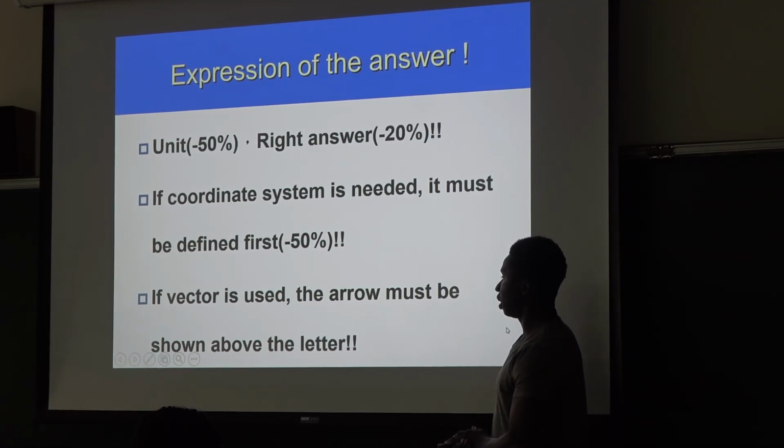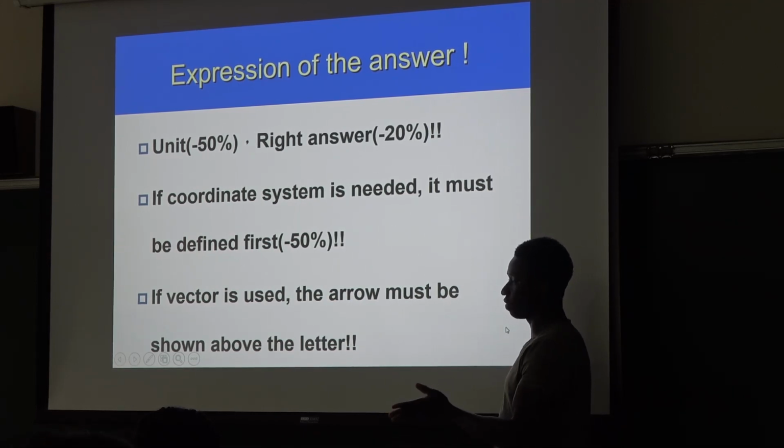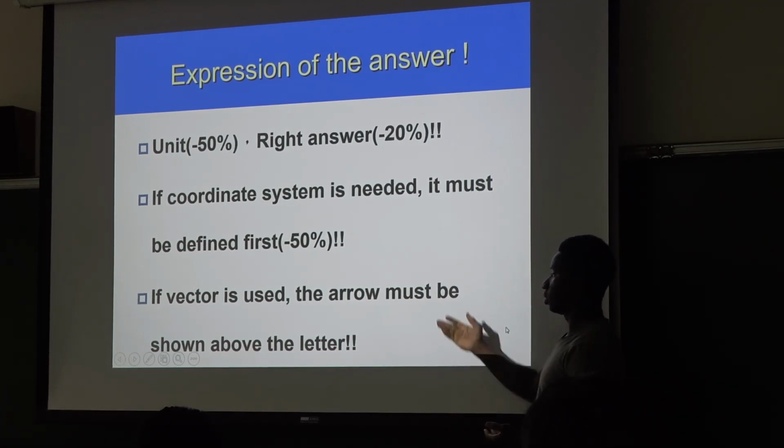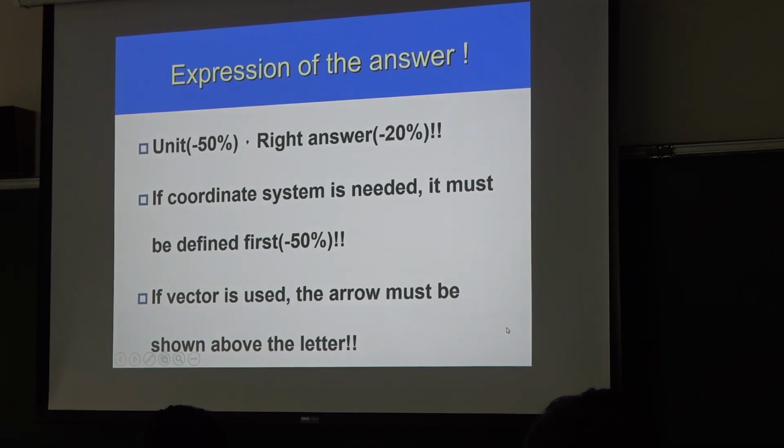Okay, and also, if a vector is used, the arrow must be shown above the letter. So when we talk about vectors, they will have the magnitude of the vector and also the direction of the vector. So you need to put the arrow on top, to show the direction of the vector. As we progress through the course, we will see all this.